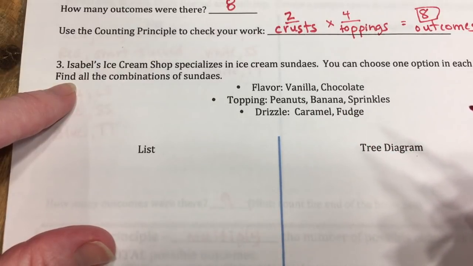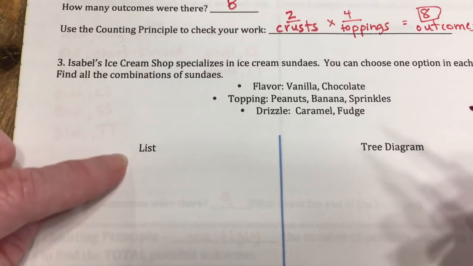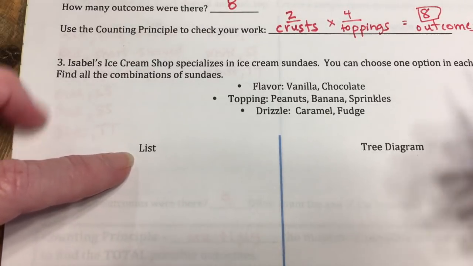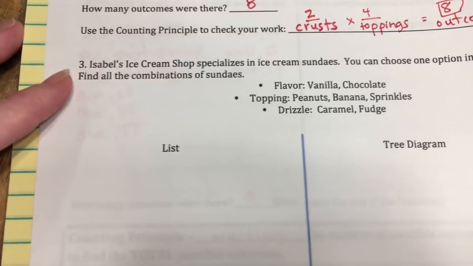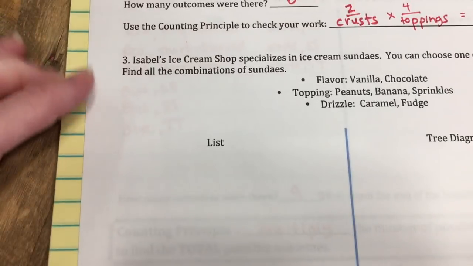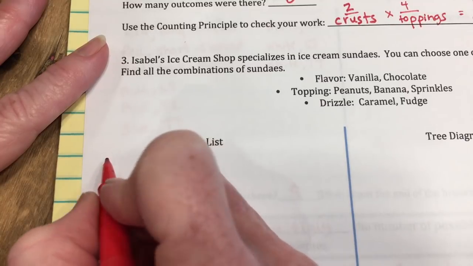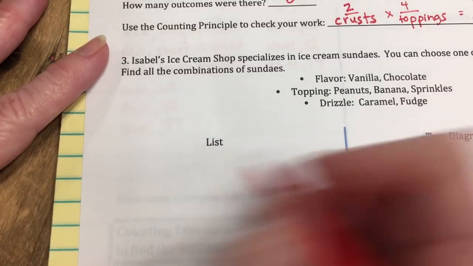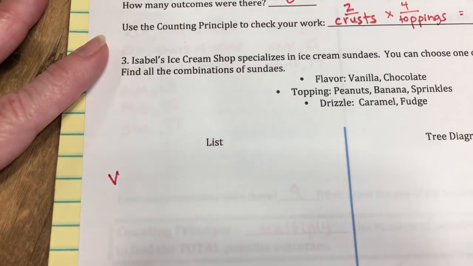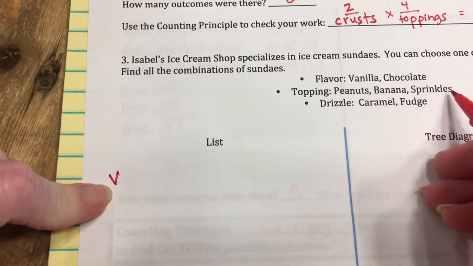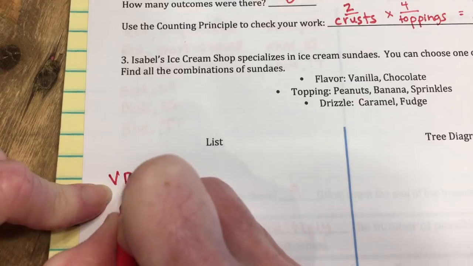We want to find all the combinations of sundaes, and so we're going to use a list to find the sample space. And remember, the sample space is just a list of everything that could happen. All right, so we can start with the flavor. So we just need to pick a flavor. So if I start with vanilla, there's going to be a lot of V's, so I'm going to use a V for vanilla. And then I could get a vanilla with 1 topping. So if I choose a topping, I'll just start with peanuts.